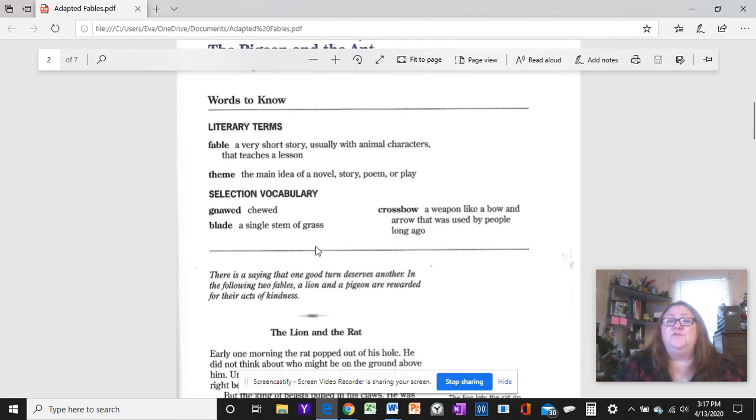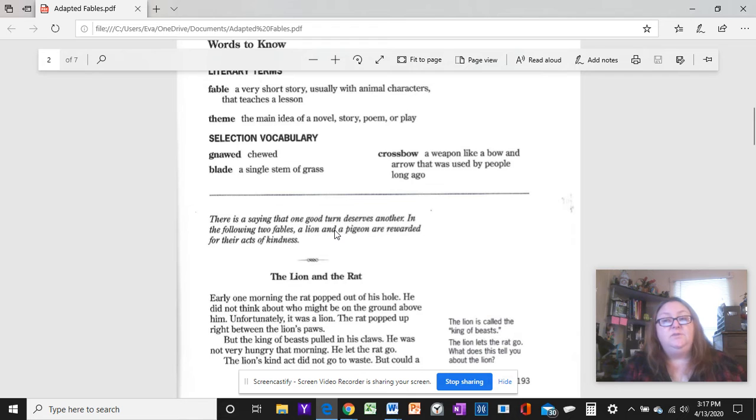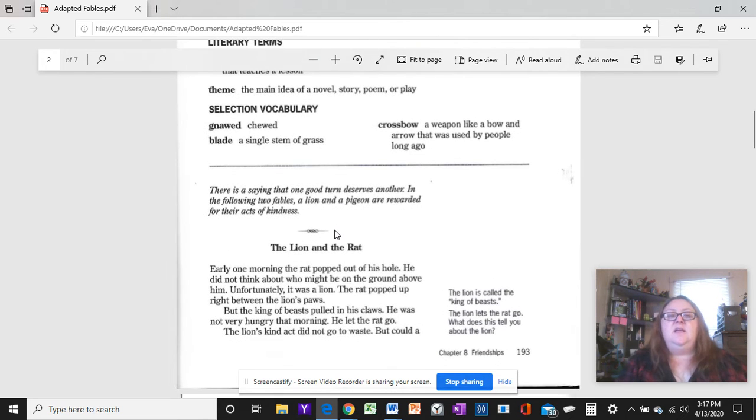Don't forget to read your vocabulary words: nod, blade, and crossbow. You might know those already, but just be aware of those in the text in case you run into them, because you will be seeing those in your worksheets. Don't forget to read the italicized section here, eighth graders. This is a little tidbit about what your stories are about. There is a saying that one good turn deserves another. And the following two fables, a lion and a pigeon are rewarded for their acts of kindness.